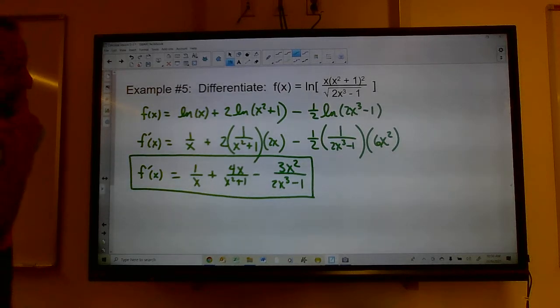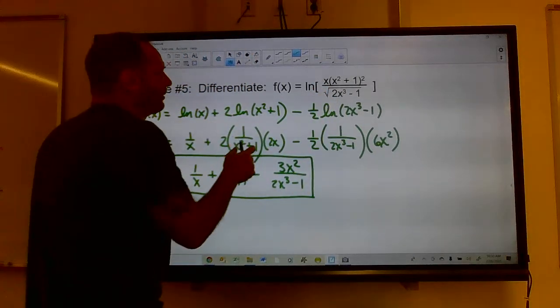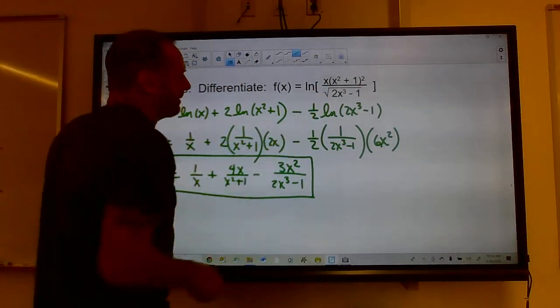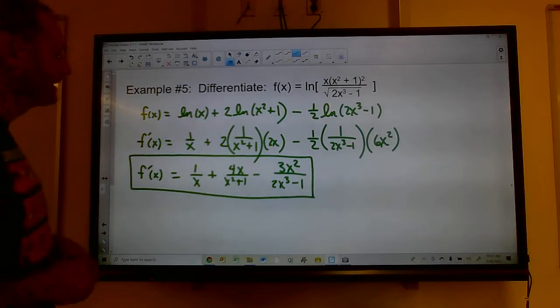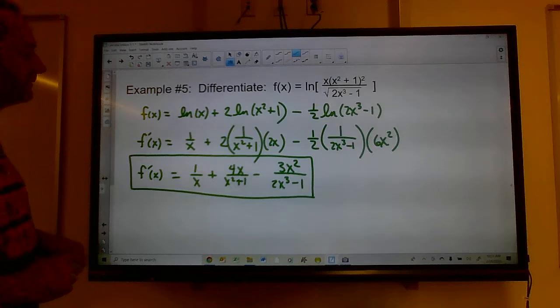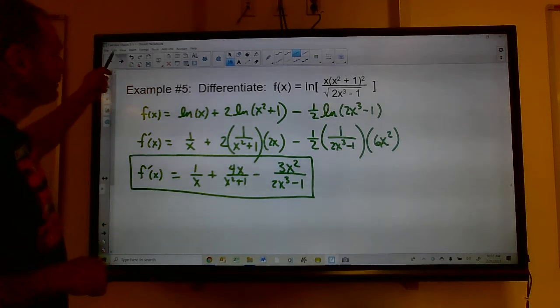Okay, so we took this really complicated natural log problem, we broke it up into pieces using properties of natural logs, and then we differentiated each of the pieces and added them together. Okay, so don't forget to use a chain rule when you're doing derivatives.